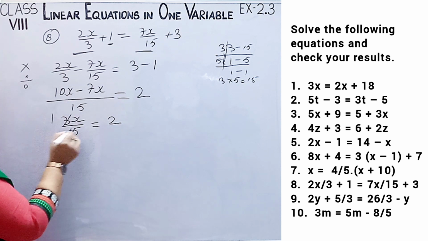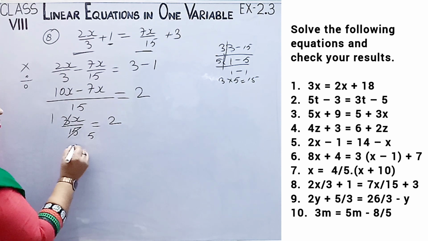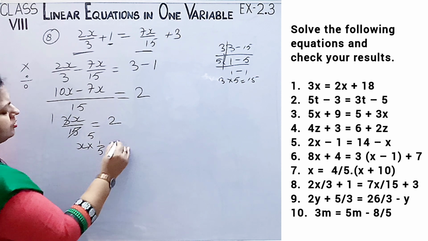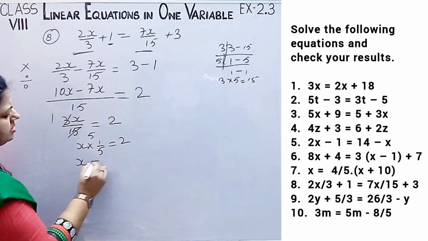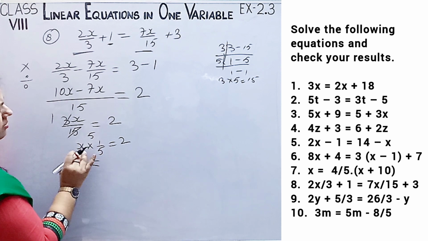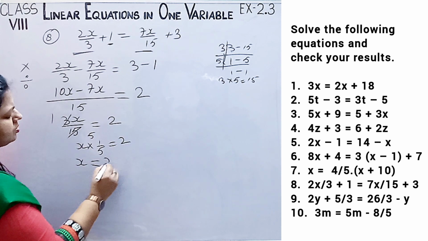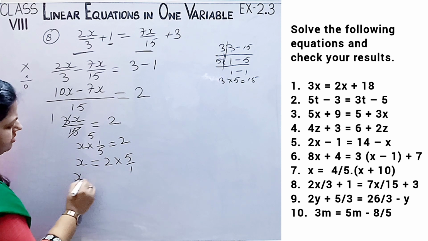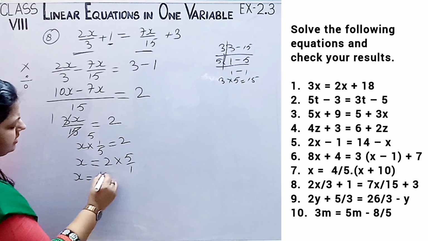Now 3 1s are 3, 3 5s are 15. So x into 1 upon 5 equal to 2. Now transpose 1 upon 5 from left to right. So it will become the reciprocal, 5 upon 1. x equal to 2 5s are 10.